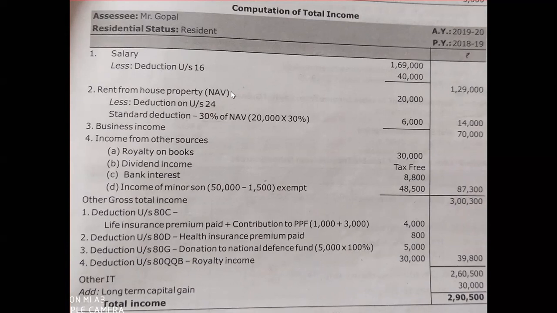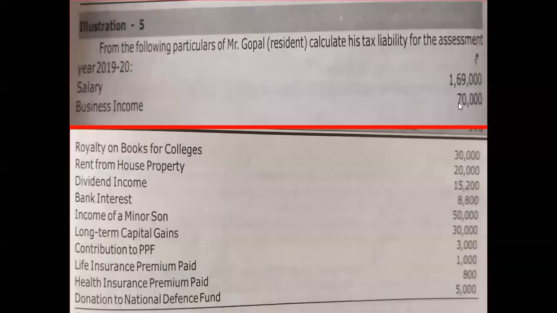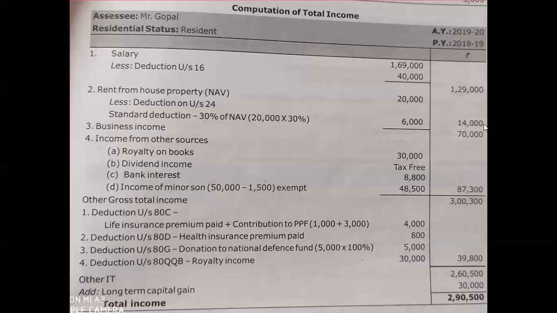1,29,000. Next, rent from house property, that is we have taken as net annual value 20,000, and deductions under section 24, that is standard deduction 30% of net annual value, 20,000 into 30%, 6,000. So 20,000 minus 6,000, balance amount 14,000. Okay, that is the income from house property. Next, they have given the income called business income. So directly we have taken business income 70,000.